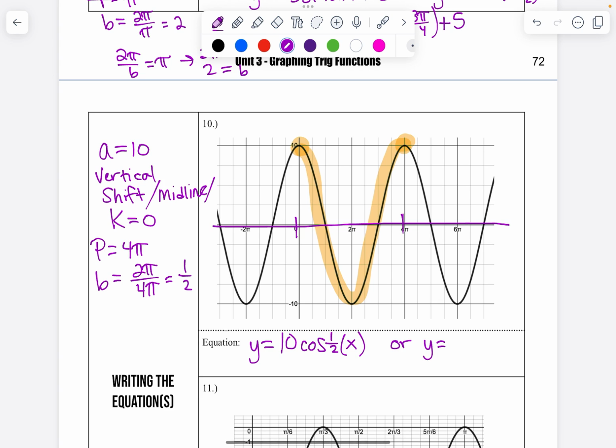That's our equation. Now let's write another one if we view this as a sine function. So if we view this as a sine function, we'd have to give it a phase shift. A sine function starts on the midline and then heads up to the maximum. So this would be 3 pi right here. So we could say amplitude of 10 sine of 1/2 times x minus 3 pi. That would also work.